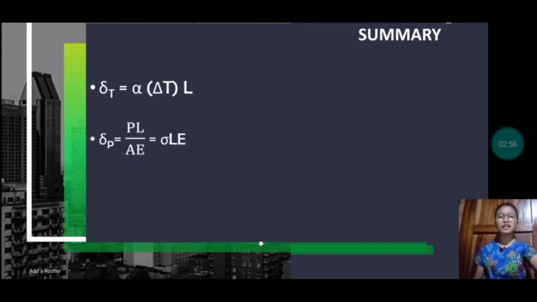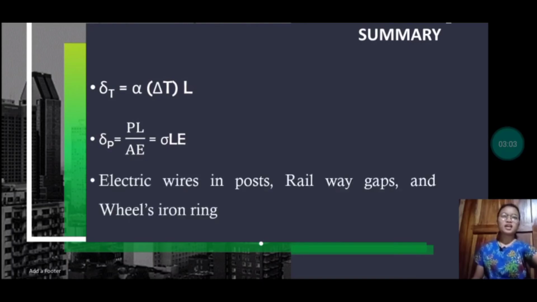On the other hand, applications of thermal strain to everyday life are evident in different structures. So this includes electric wires in posts, railways gaps, wheels on iron rings. But it does not limit only to those structures. Thermal strain is also evident specifically to expansion joints, thermostats in thermometers, engine coolant, and etc. Also, sa balay, the concept of thermal stress and strains can also be observed.